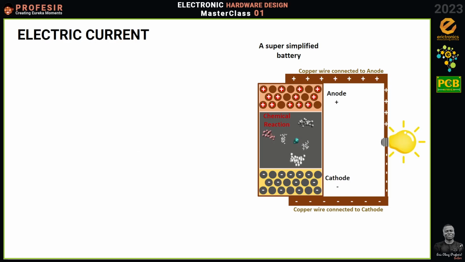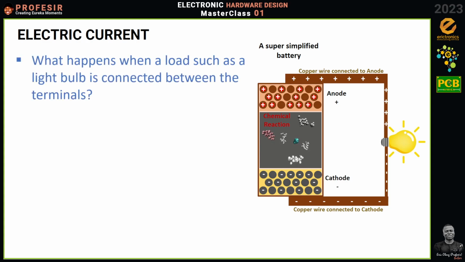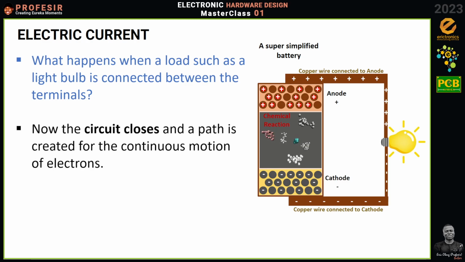Now, the second scenario. This time, we are going to connect a simple light bulb between the terminals. We are assuming that the light bulb's energy requirement matches the battery, right? So the light bulb is rated whatever voltage this battery is rated. Is that okay? So what happens when a load such as a light bulb is connected between the terminals? Okay, so the first important thing is that now the circuit has been closed.